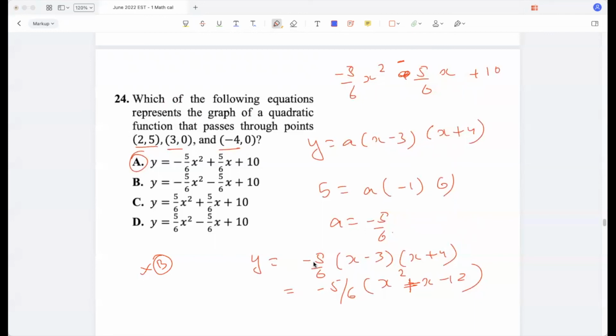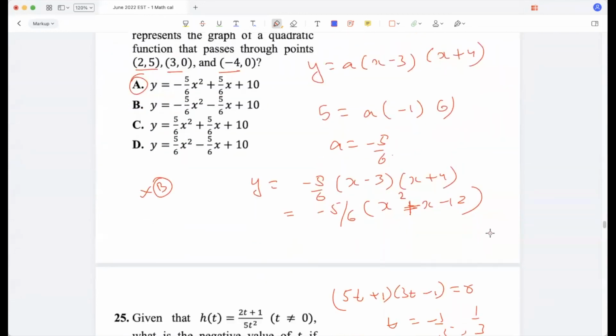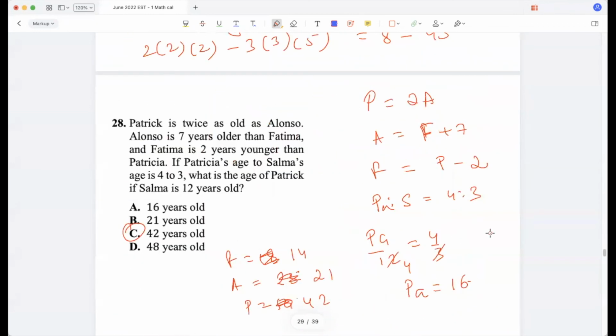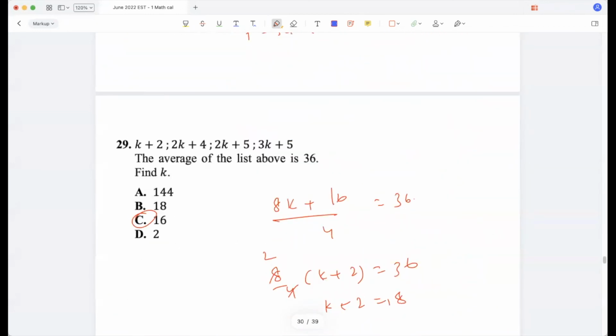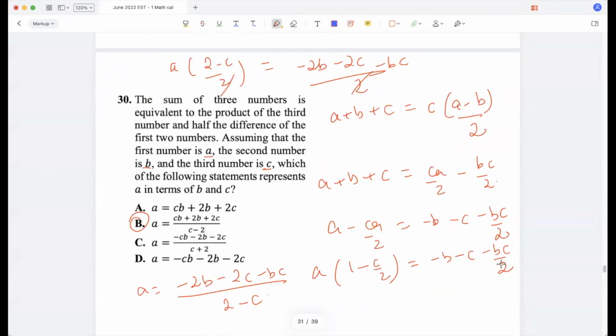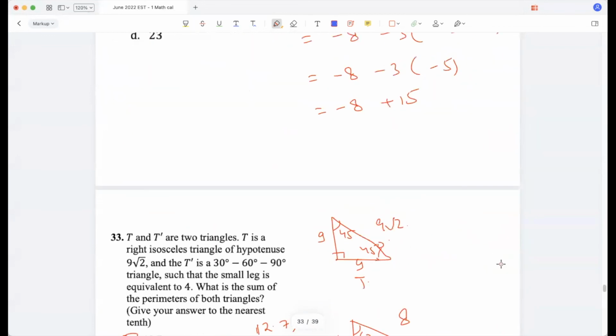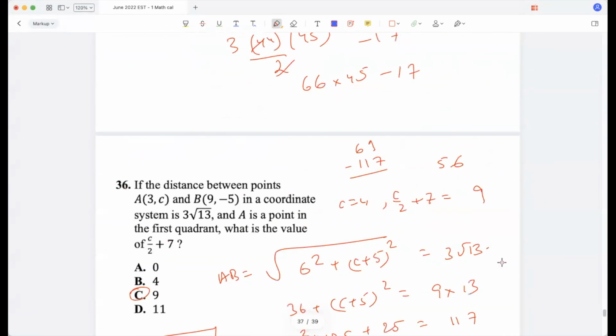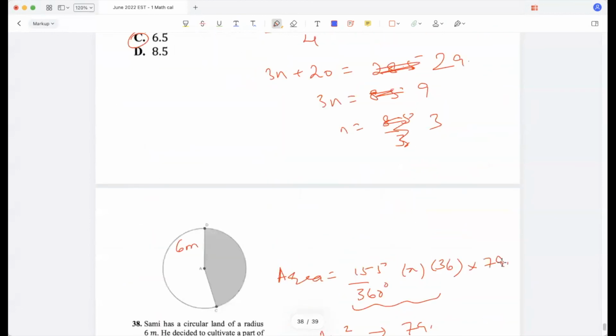25 is DBACC. DBACC. And what about 30? BACAB. BACAB. And 35 DCCA. DCC and A.